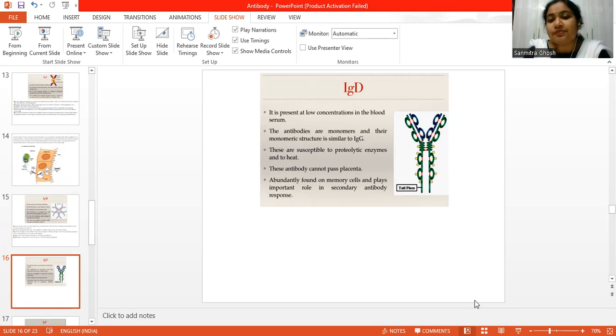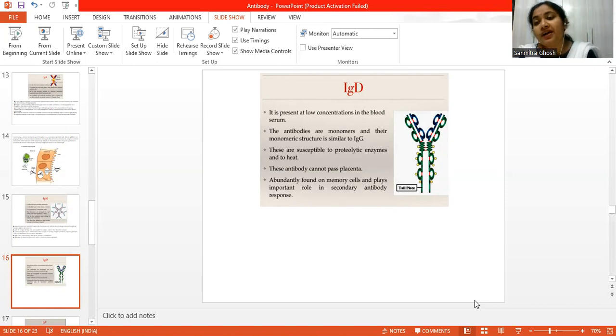They are susceptible to proteolytic enzymatic activity and are sensitive to heat. But another very important difference between the monomeric form of IgD and IgG is that IgD cannot cross the placenta. So we cannot inherit this IgD from our maternal end. They are abundantly found on the memory cells.